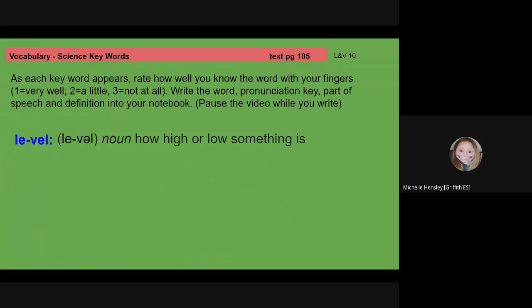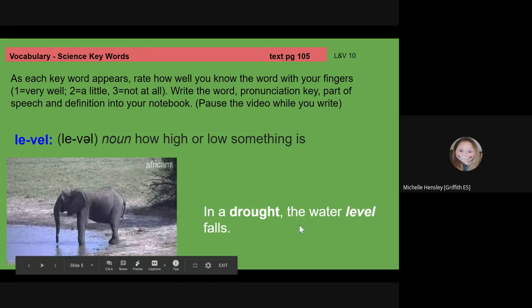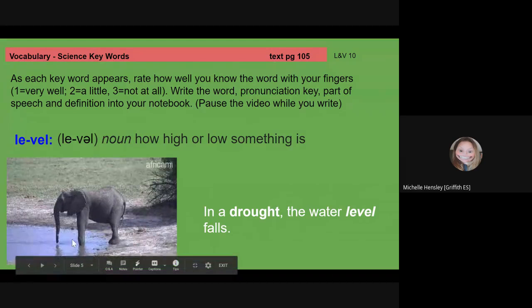Level. Okay, let's give you another example here of level. In a drought, hey, we just had that word, drought, the water level falls. So when there's not rain for a long time, the water level falls. In a drought, the water level falls. So you can see if you've been out to Lake Mead, where the water level used to be when they had a flood, there's that white line. And where it is now is where the water line is now, right? That's the water level, where the water meets the land. Okay? It's how high or low something is. If you need more time for level, please pause the video. We're going to move on to our last word.